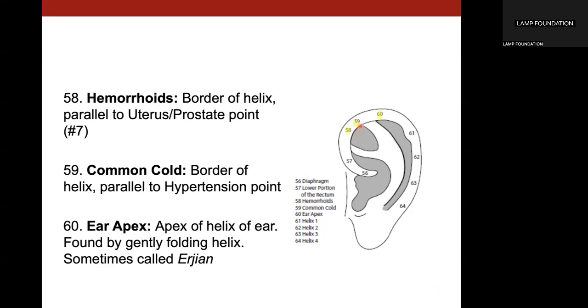59 is the common cold point. It is located at the border of the helix, parallel to the hypertension point at the triangular fossa. 60 is ear apex. It is located at the apex of the helix of the ear, and this is found by gently folding the helix, sometimes called urchion.